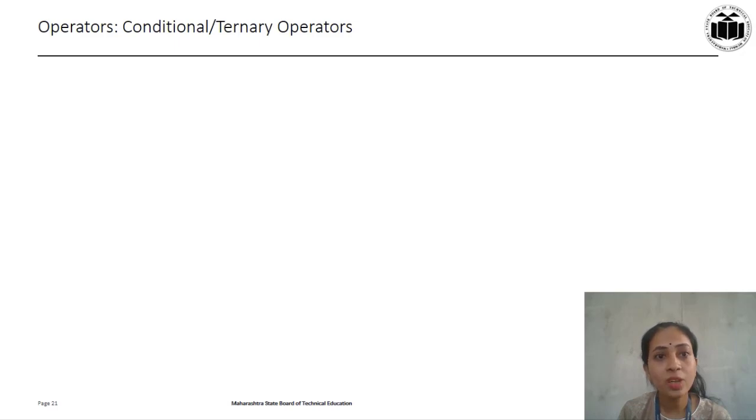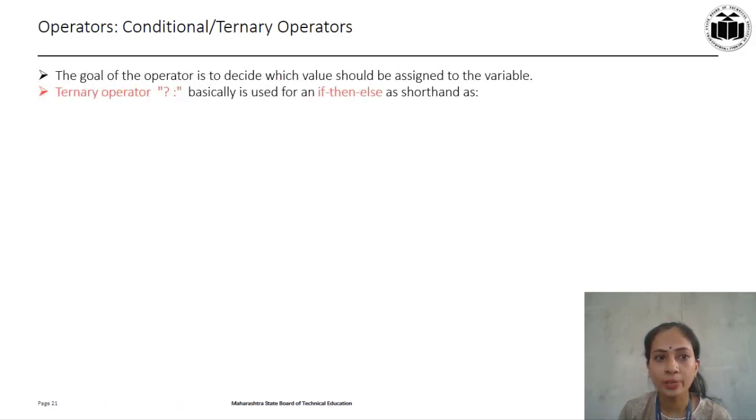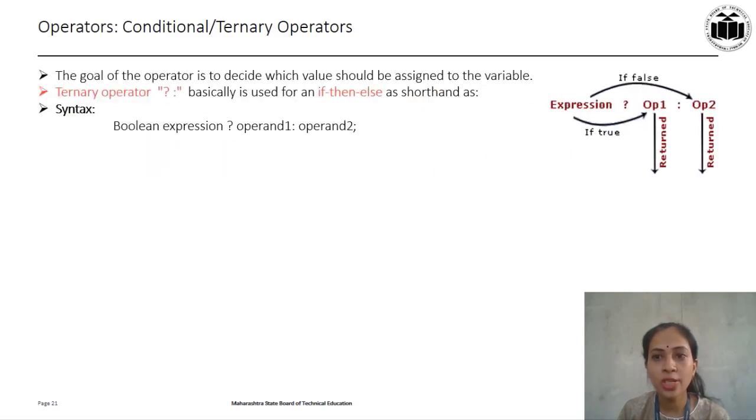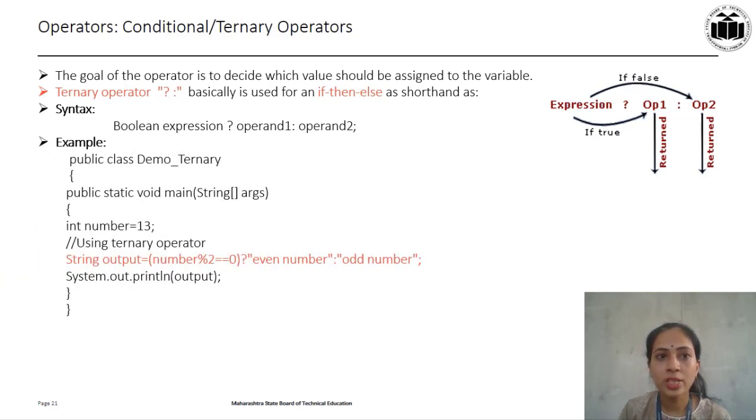Next, the conditional, or you can say ternary operator. The goal of the operator is to decide which value should be assigned to the variable. The ternary operator is represented by a question mark and colon. Basically, it is used as a shorthand for if then else. Here is the syntax. Boolean expression means true or false. Question mark operand 1 colon operand 2. This is the graphical representation of the syntax. Now we will see an example based on this ternary operator.